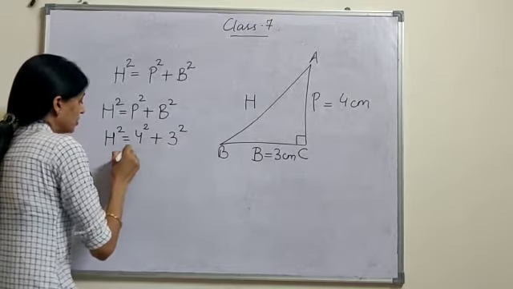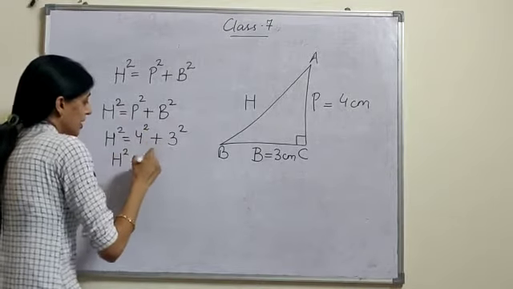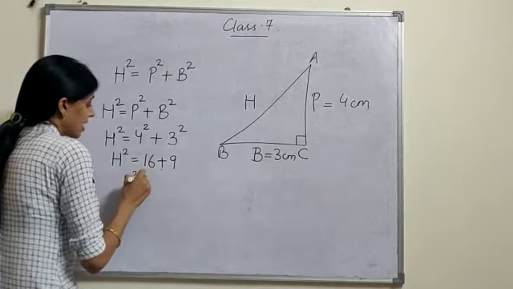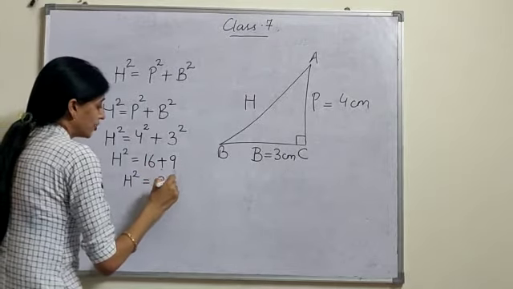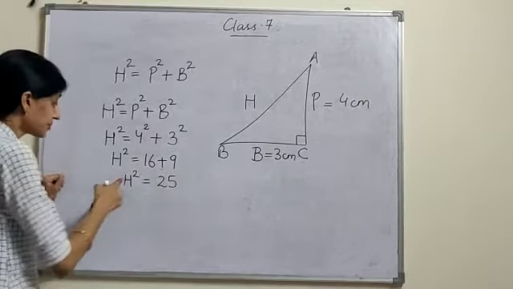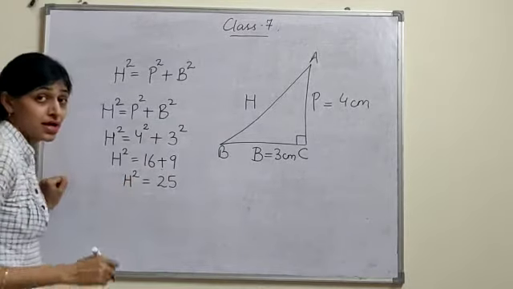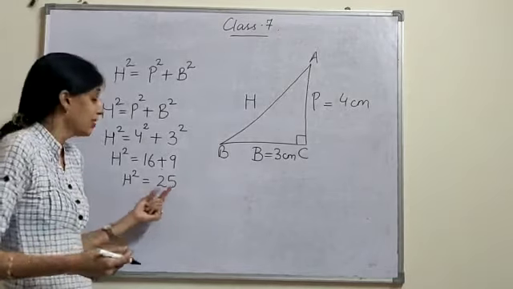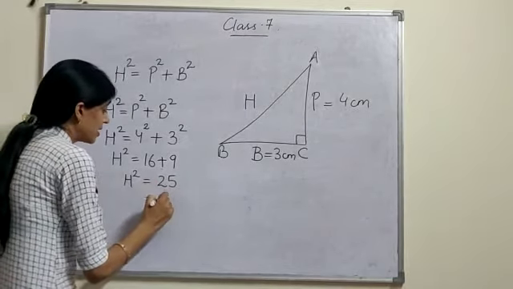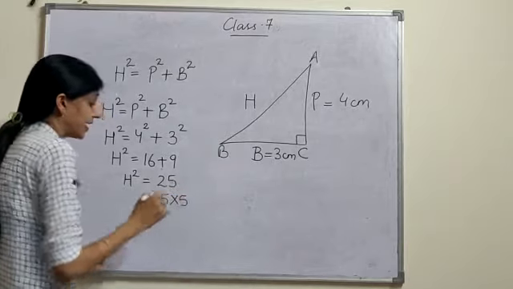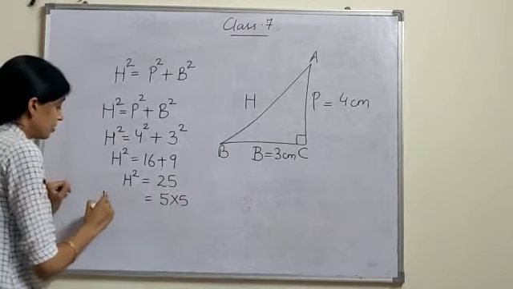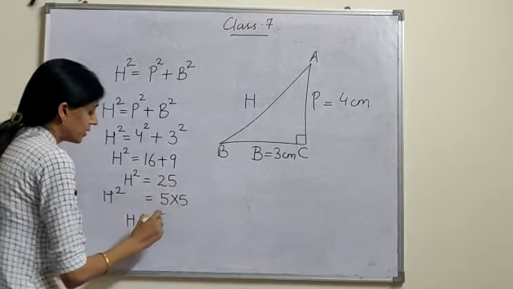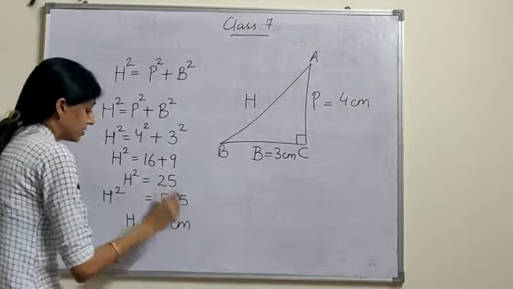So what does the hypotenuse come out to be? 4 square is 16, 3 square is 9. So hypotenuse square comes out to be 25. Now what do you mean by a square? Square means a number is multiplied by itself, right? So when I multiply 5 with 5, I get 25, right? So the hypotenuse comes out to be 5 centimeter.